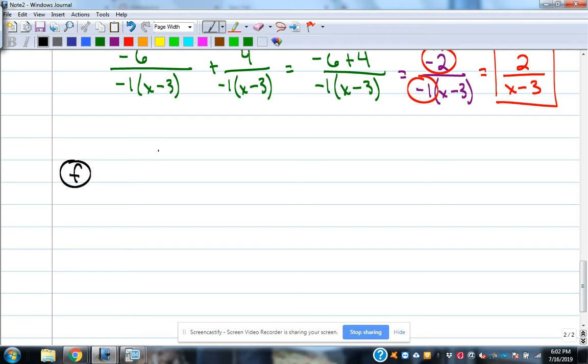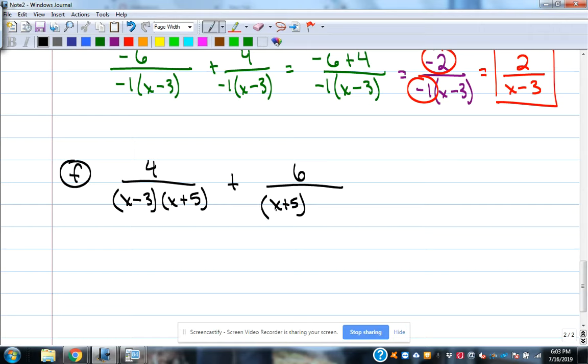This one: 4 over x minus 3, parentheses, x plus 5, plus 6 over x plus 5, x minus 5. Excuse me, x minus 5. Sorry. 5, not 3. Read my own handwriting there. 4 over x minus 3 times x plus 5, plus 6 over x plus 5 times x minus 5.